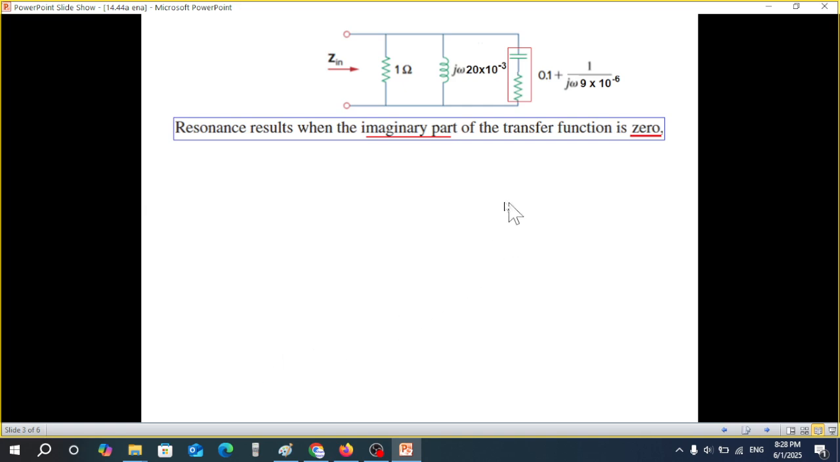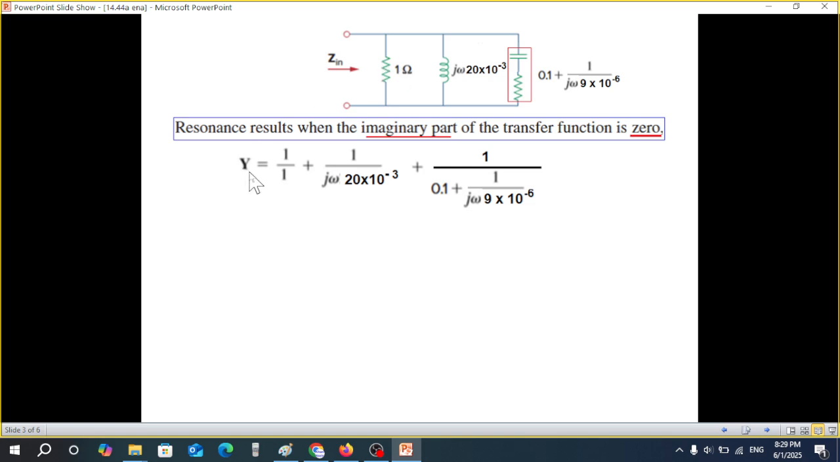And we have to keep in mind that resonance results when the imaginary part of the transfer function is 0. So that is what we'll try to achieve to find omega naught. And we'll understand this as we go on. We could have solved this as Z in, but that will be more difficult because this is multiplied by this and in parallel with this. So solving that will be difficult. So it is better to solve these as admittance or Y.